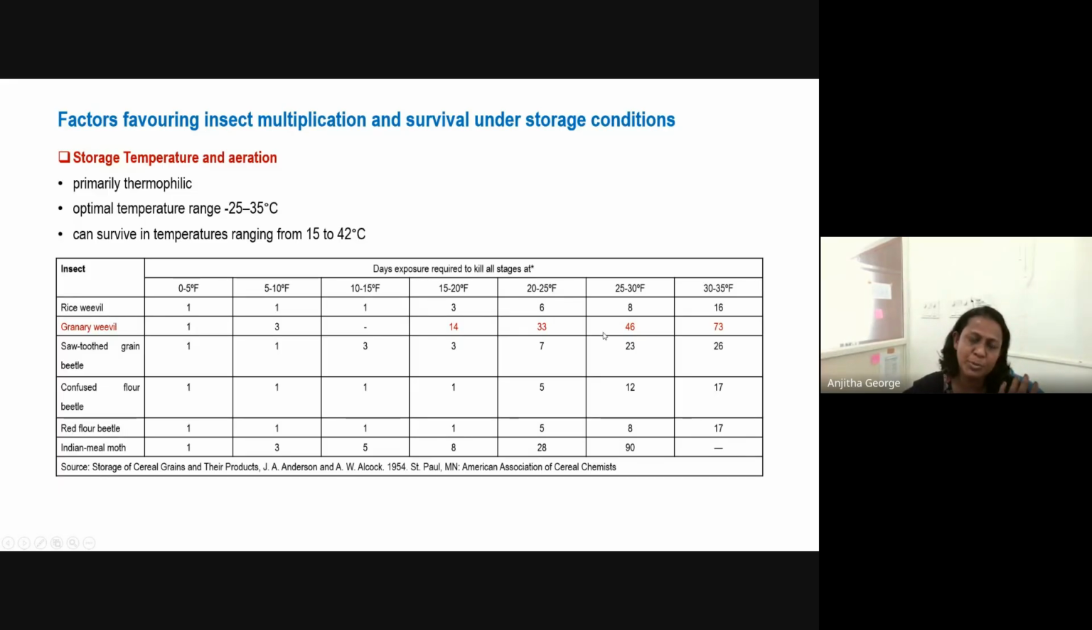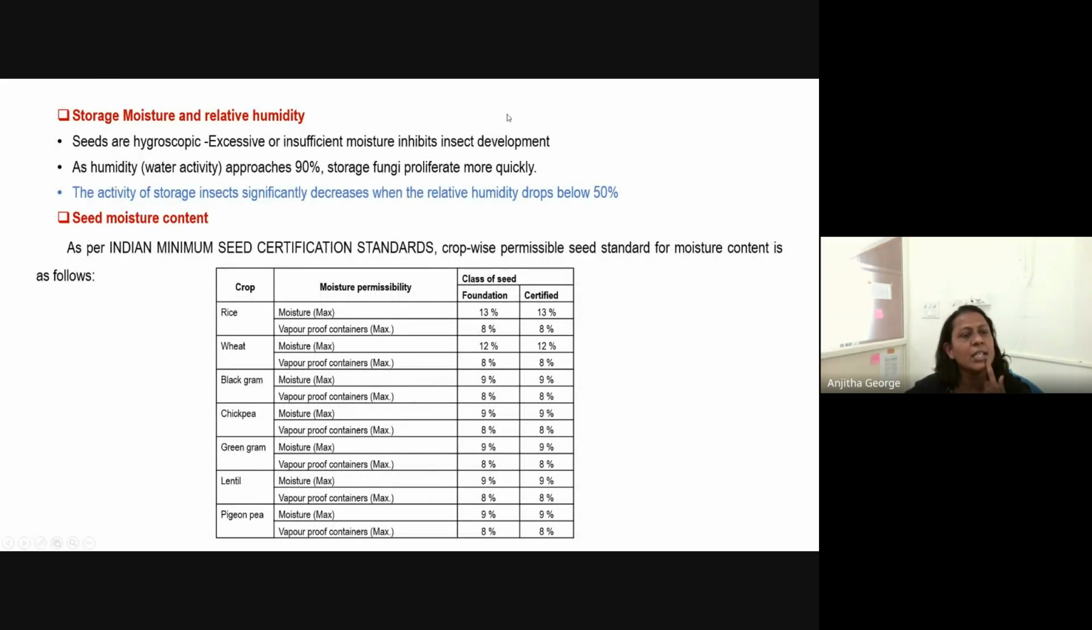So we have to manipulate, either increase or decrease, the temperature in order to kill these different stages inside the seeds. Another factor is the storage moisture, that is, the seed moisture content. We have the Indian Minimum Seed Certification Standards. According to the IMSC standards, some seed standards have already been set, and for cereals and pulses, you should store at a particular range only. This table shows you that information.